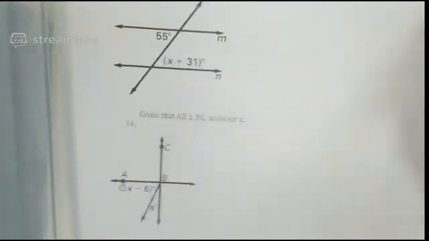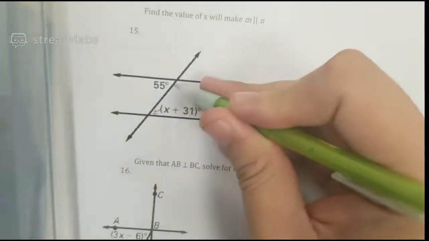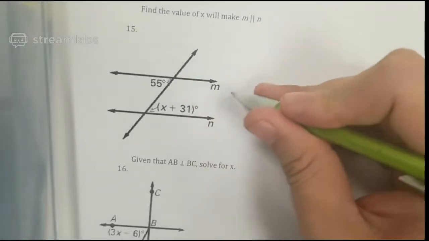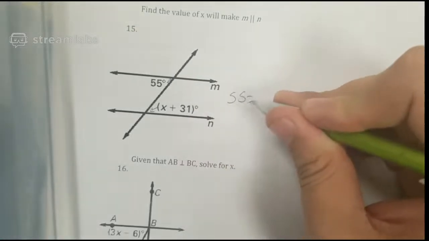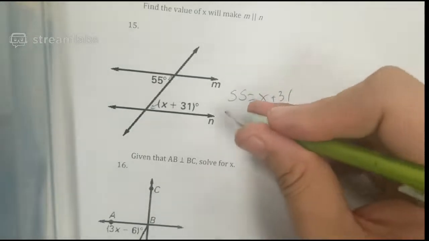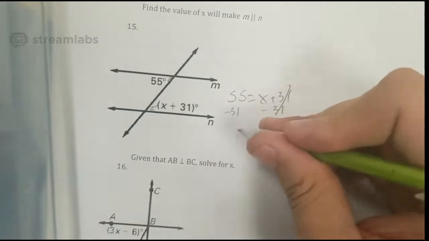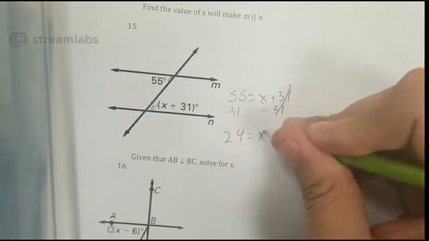Next page. We got some proofs on the next page, or almost on the next page. Next one, alternate interior angles. This goes to this one here, and this one goes to here. So alternate interior angles also equal each other. So 55 equals x plus 31. Subtract 31 on both sides. So that is going to be 24 equals x.